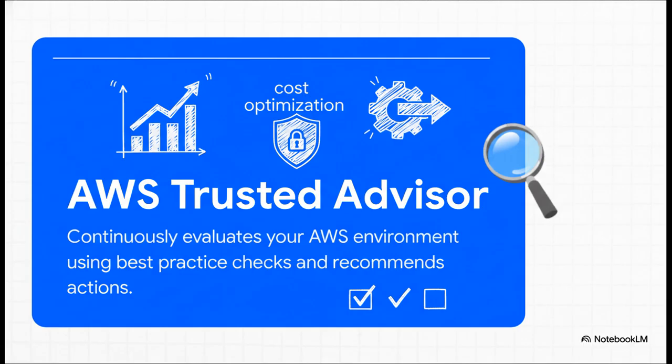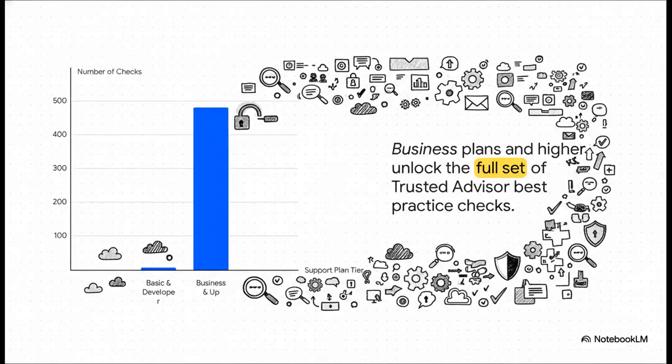It's basically like having a little AWS expert sitting on your shoulder, constantly scanning your setup and giving you advice on how to save money, improve security, and boost performance. But how much advice you get is tied directly to your support plan. And this chart lays it all out, crystal clear. With Basic and Developer, you only get 7 core checks. It's a start, but the second you upgrade to Business, you unlock the full set of over 480 checks. I mean, that is a massive, massive leap in the amount of automated best practice guidance you're going to get.